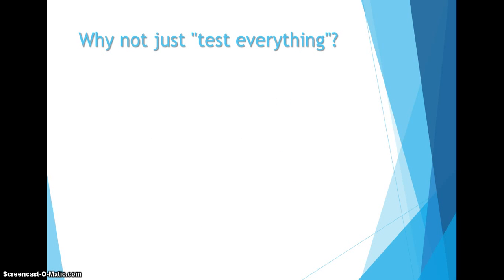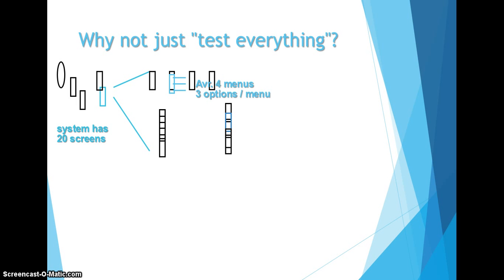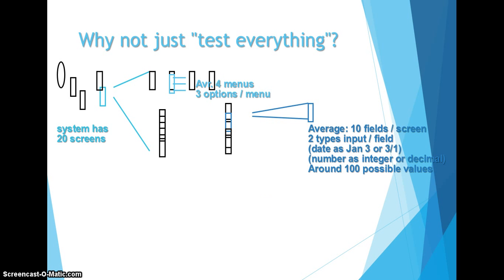So since we are saying failures can be expensive to fix, why not test everything? Test everything? Is that possible? Let's look at one example. We have a system which is having, say, 20 screens, like for example a banking application or airline ticketing system. Each screen has an average of 4 menus. Each menu has about 3 options per menu, and each page has 10 fields per screen. Every input field has 2 types of inputs, say just like date or integer or decimal. So we're talking of about 100 combinations here.